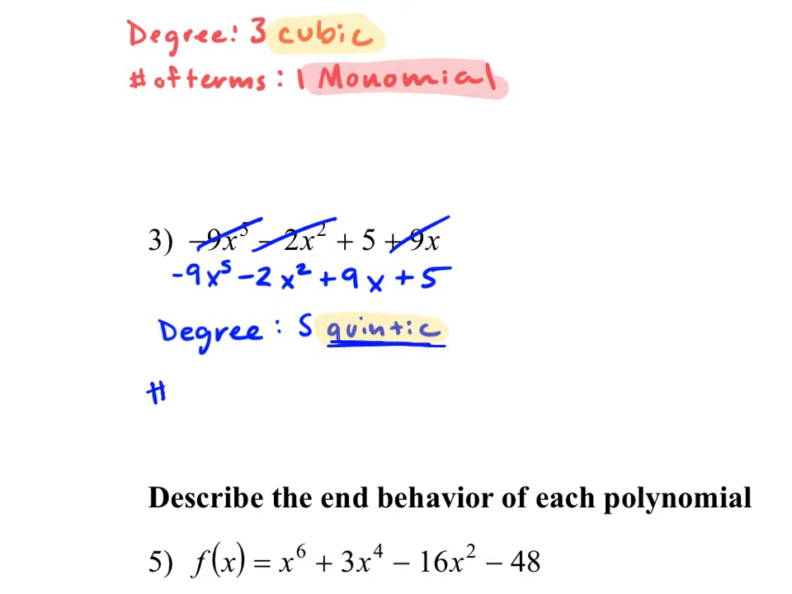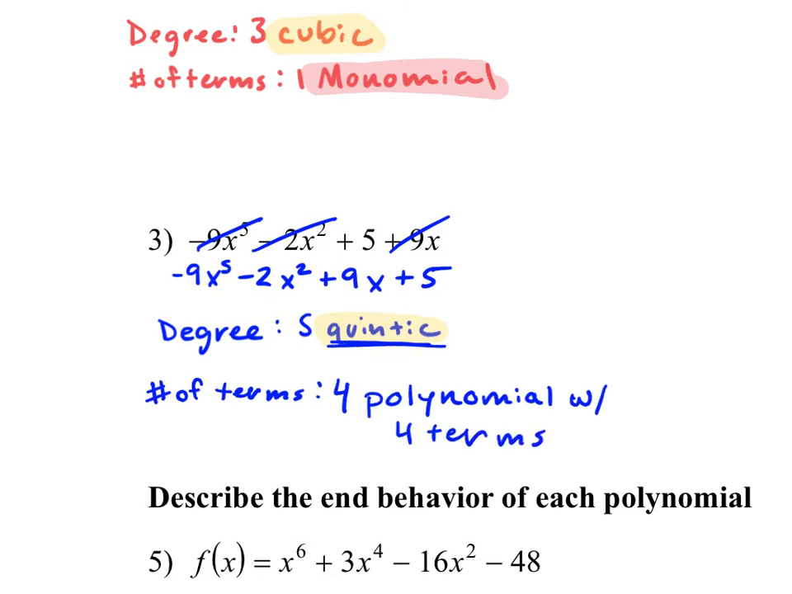What about the number of terms? How many terms do we have? 4 terms. And what do we call something with 4 terms? Polynomial of 4 terms. So anything higher than 3 doesn't have a specific name. It's just polynomial with however many terms. So if we had something with 5 terms, it would be a polynomial with 5 terms.